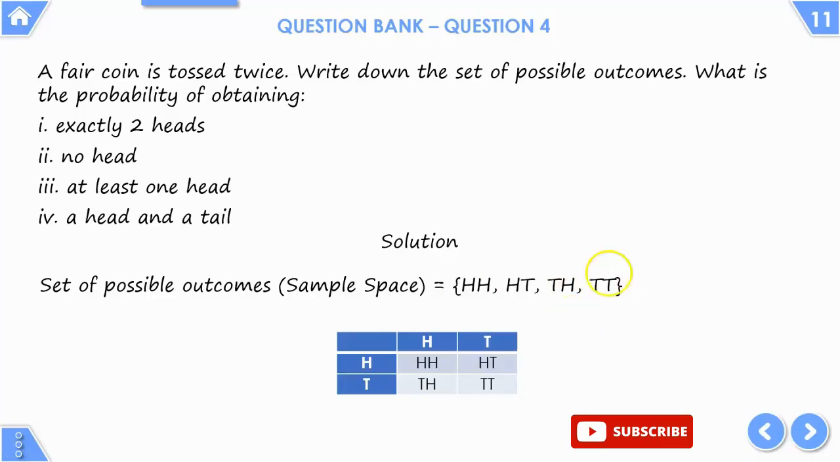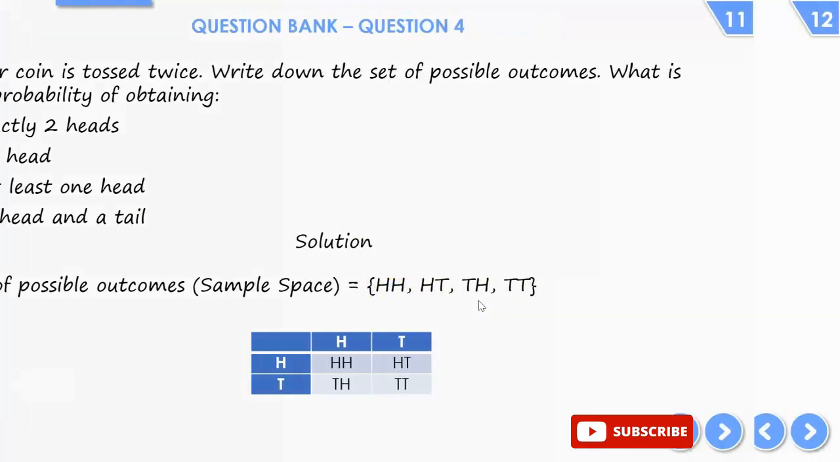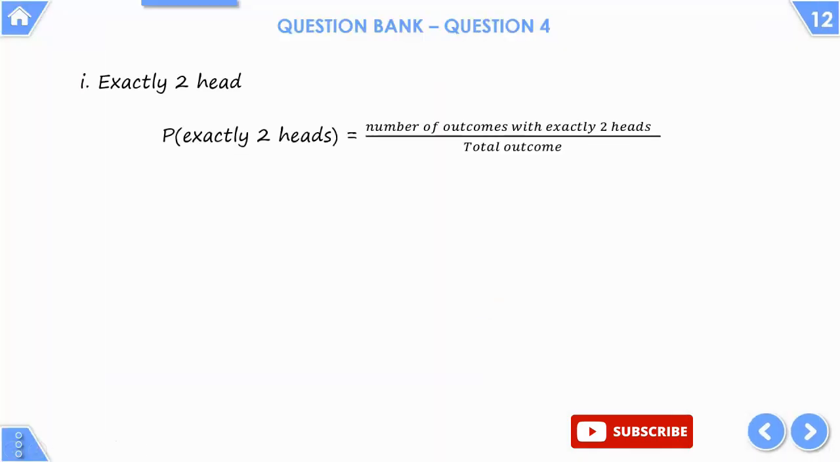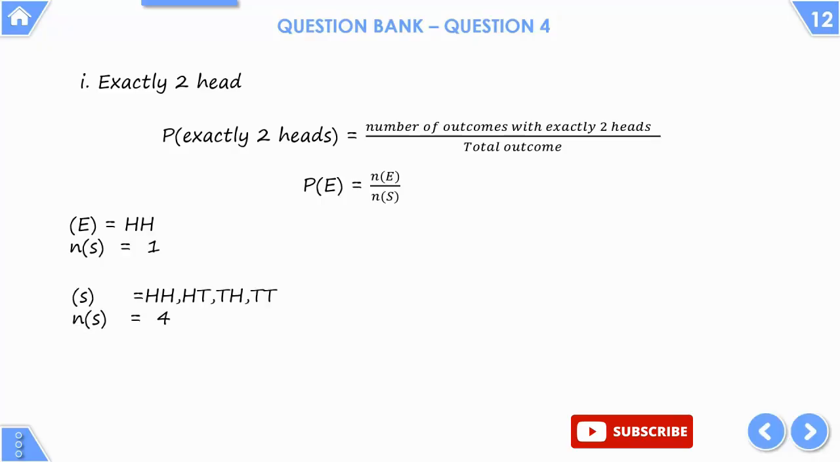So exactly 2 heads, we are going to see only 1 possible outcome. Let's check that out. Exactly 2 heads: the number of outcomes with exactly 2 heads over total outcomes. Exactly 2 heads is just 1. And so we have 1 out of 4. We have the answer right. This side should be NE, not NS. Sorry for the omission.